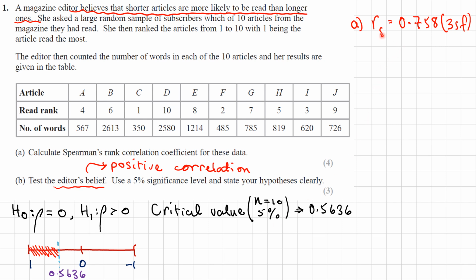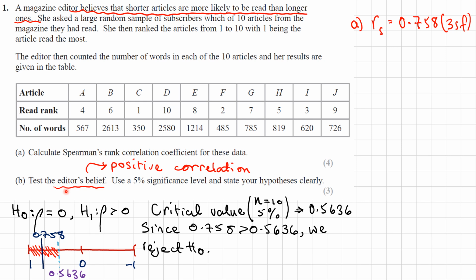The value of my correlation coefficient was 0.758, which is in the critical region. It's going to be somewhere over here. So 0.758. So I can now get onto my conclusion. So I can say that since 0.758 is greater than 0.5636, we're going to reject H0, so reject H0.